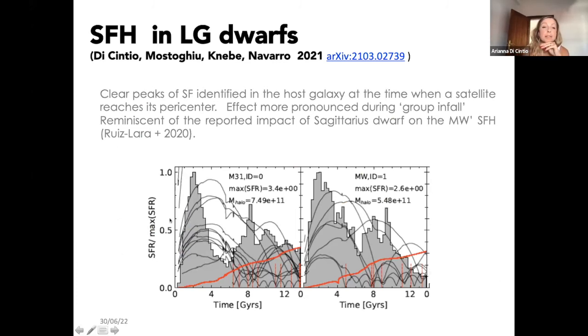I'm showing here the star formation for the Andromeda galaxy on the left and the Milky Way. You can see that when satellites infall and reach the pericenter of these host galaxies, especially when satellites infall as a group, which you can see down here, about 8 gigayears, there is a visible peak of star formation, which is a visible signature in the host star formation. These findings are in agreement with what has been reported recently in observations. We saw the impact of the Sagittarius dwarf galaxy on the Milky Way star formation history.